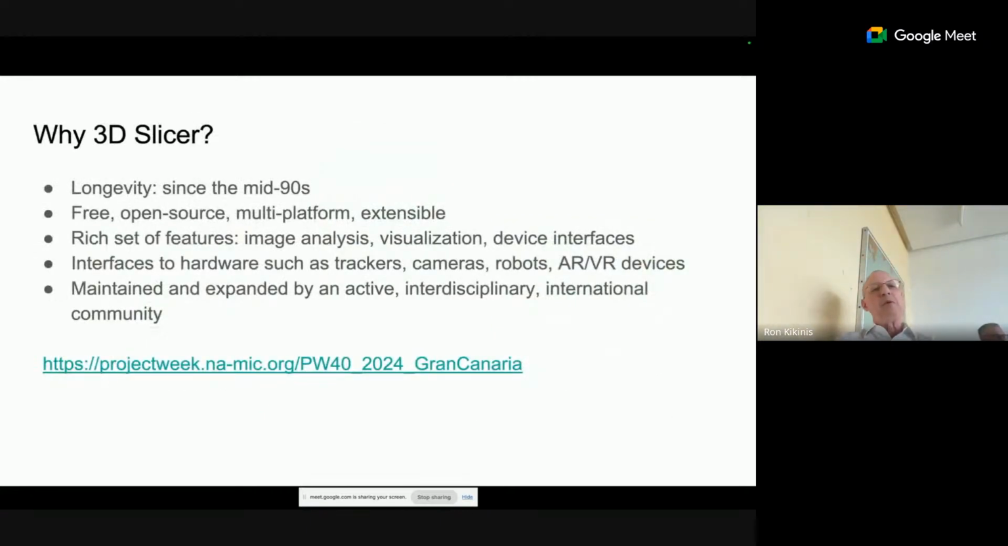So sometimes people ask me, why should I use 3D Slicer? And one important aspect that is not very obvious, but I think very important, is longevity. We have been around for a long time, and there is no indication that this will stop. And I think that's important because if you develop on a platform, you want to have reasonable confidence that the platform will be up to date and available in a few years down the road.